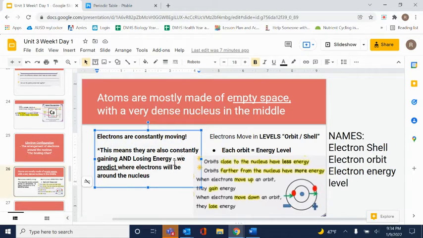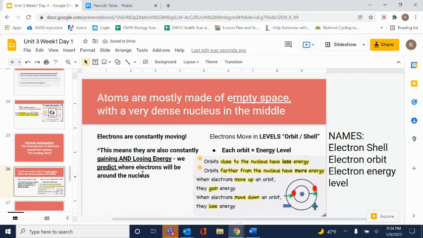And what that means is that when they're moving, they're gaining or they're losing energy. So we have to predict where the electrons will be around the nucleus at all times. They're constantly moving levels, and so there's just a lot of movement because they're gaining and losing energy. Okay, and you might want to underline that: gaining and losing energy allows them to move. Okay, so where are they moving? It says they're getting closer or further from the nucleus?